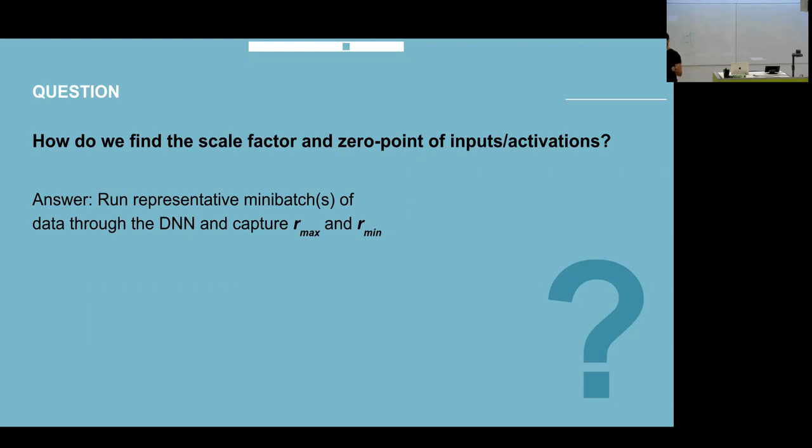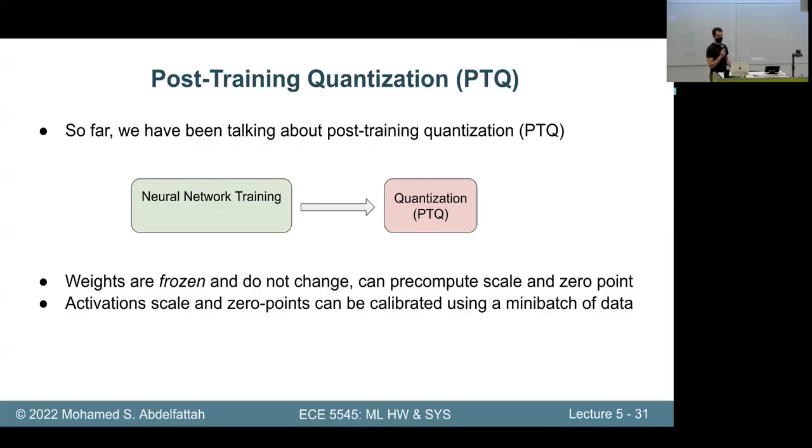So you can take as many mini batches as you want, but usually you should take a representative mini batch, or a representative batch of data. Doing it on the entire training set may be a bit too much. So you get diminishing returns basically. Okay, so that's post-training quantization.